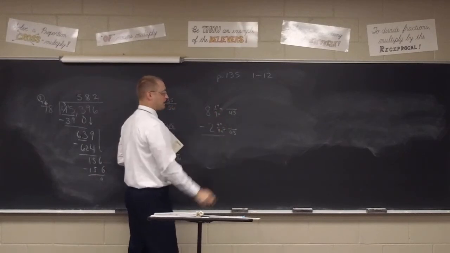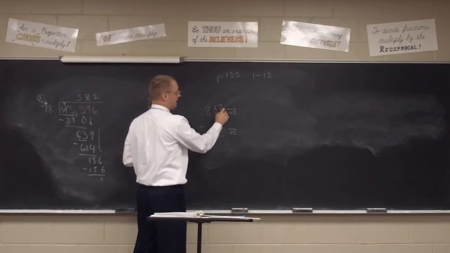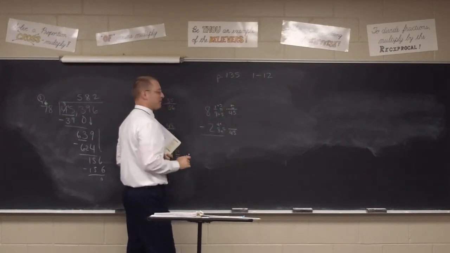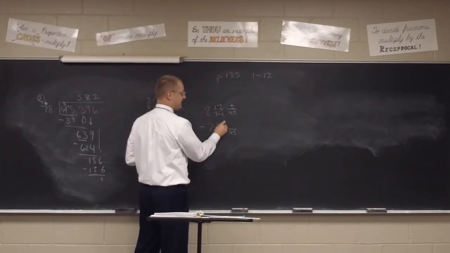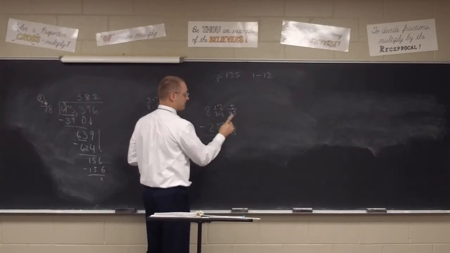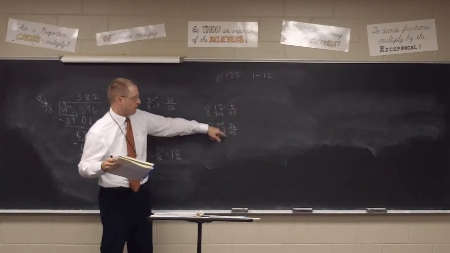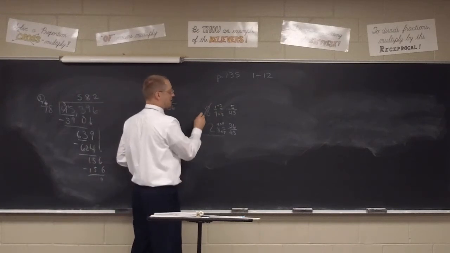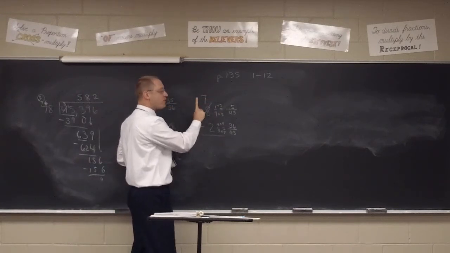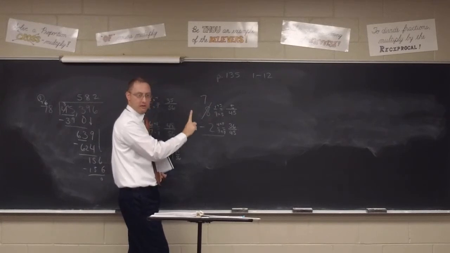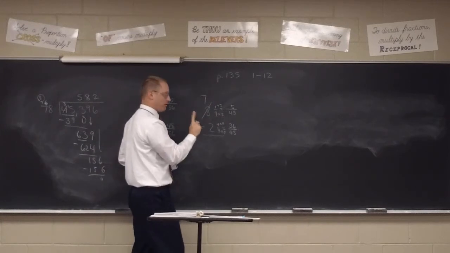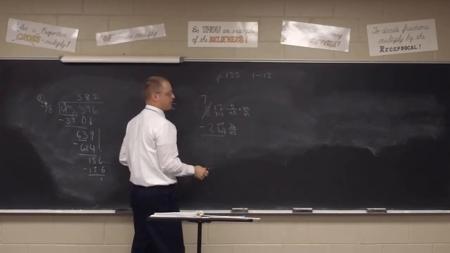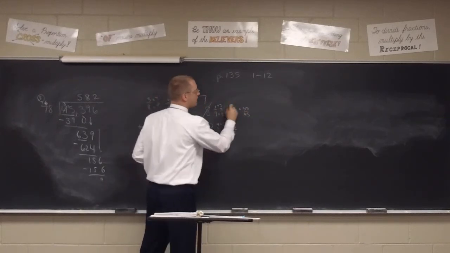Top fraction, class, multiply top and bottom by? 5 to get 45ths. Bottom one, multiply top and bottom by? 9 to get? 36. 36/45. And here's the problem. Can I take 36/45 from 5/45? No. So I'm going to borrow from the 8. Make it a? 7. And the one that I borrow becomes how many 45ths? 45/45. And I'm going to add the 45/45 to the 5/45 to really get how many here?